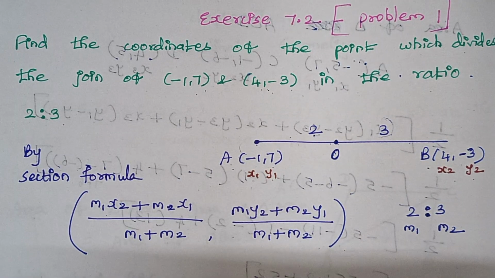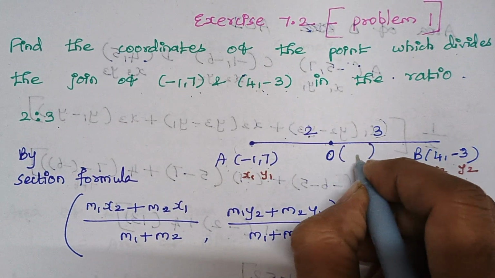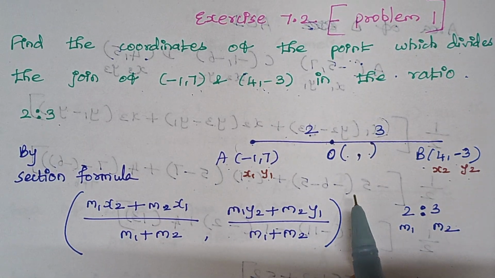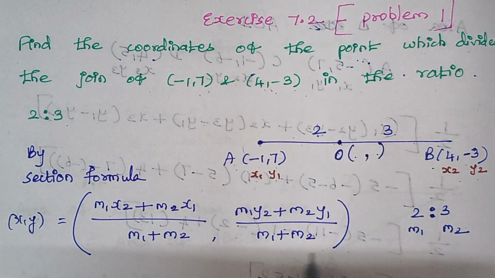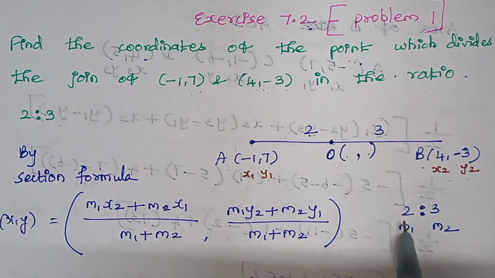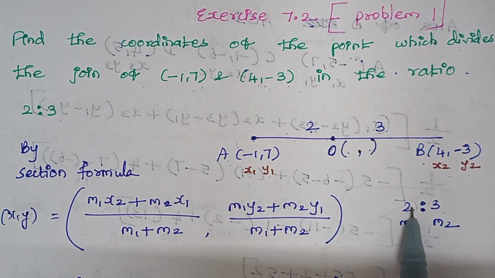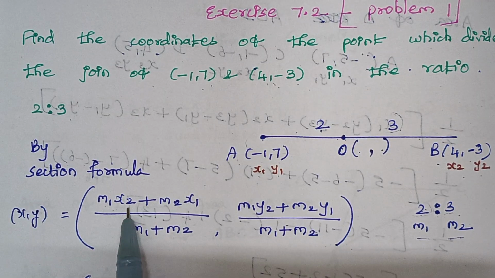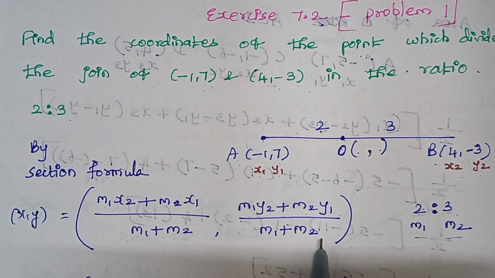That's it. Now again, by making use of the section formula, we are going to find the value of this point. It has some x value and some y value. So by section formula, the x comma y is represented by this formula, right? So again you see the ratio 2:3. So 2 represents m1 and 3 represents m2, right? So when you substitute the values, it is m1 x2 plus m2 x1 divided by m1 plus m2, and here it is m1 y2 plus m2 y1 by m1 plus m2, right?